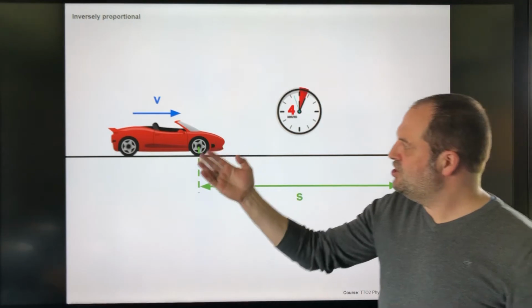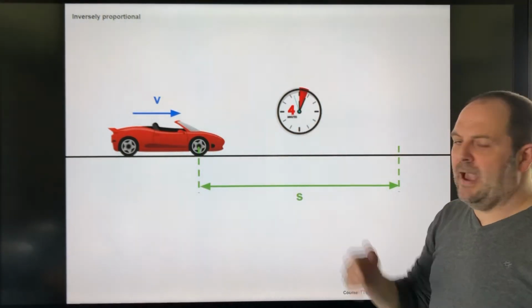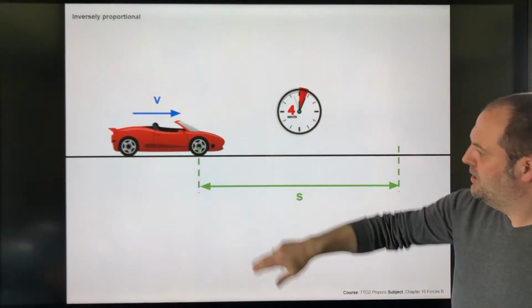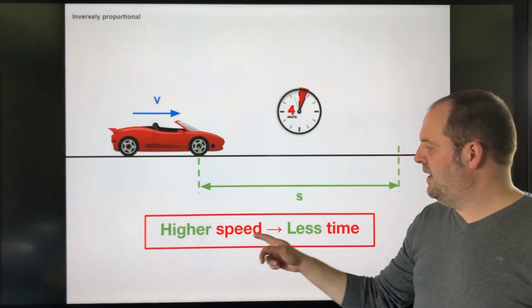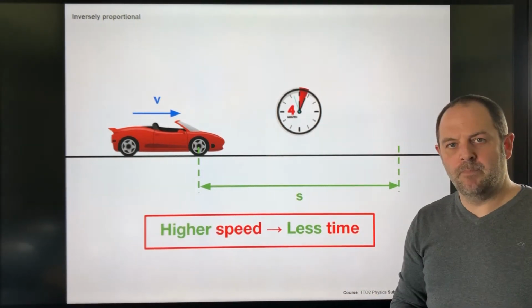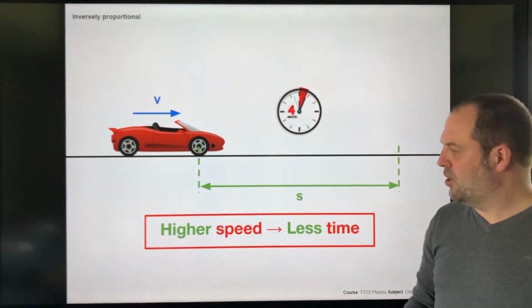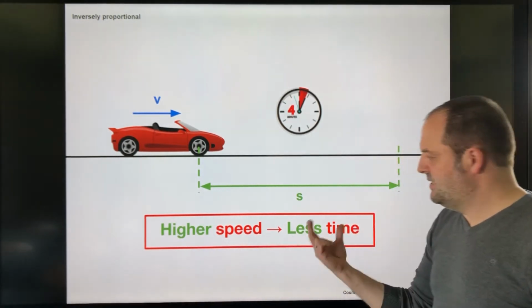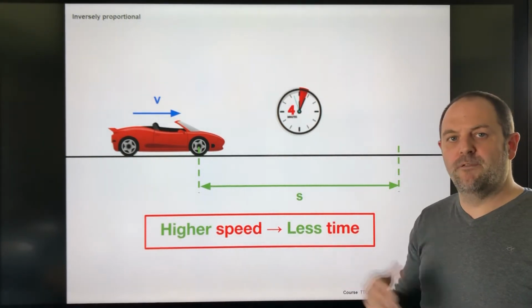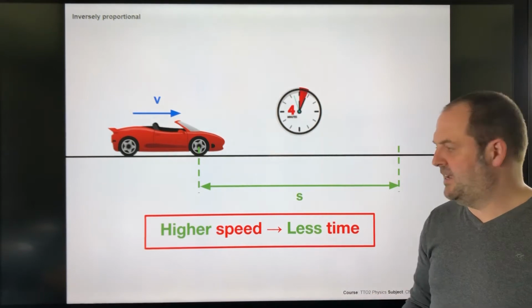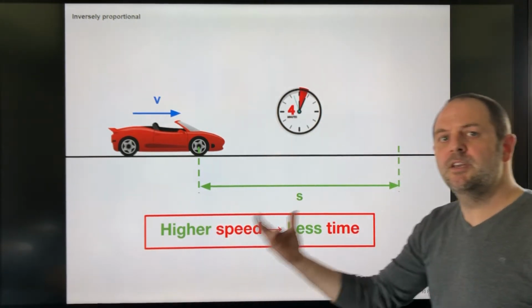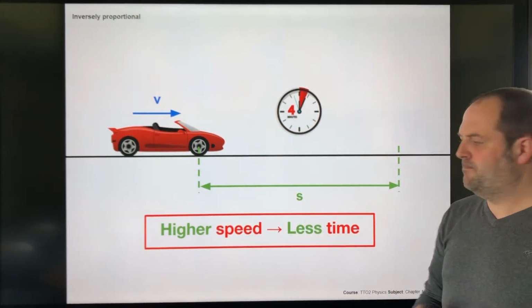So there's a relationship between the speed of the car and the time that it took me. So, higher speed, less time. So in the previous one you saw if this one increases, the other one increases as well. With inversely proportional, that's not the case. If this one increases, the other one decreases.